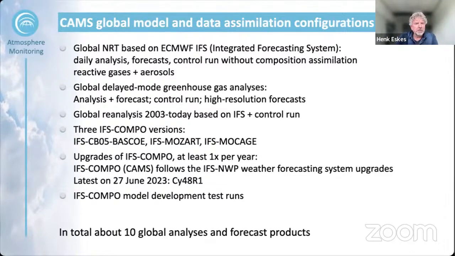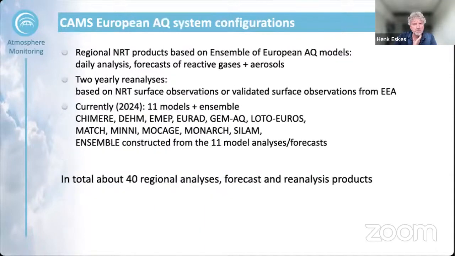Also to mention is that, of course, there is quite an active development of the IFS Compo model and also the data assimilation parts of IFS. And there are a lot of development test runs for that. Those are not the main target of the validation activity within CAMS, but sometimes we also look at some of these test runs and evaluate them against independent observations. So quite a lot of different products on the global side, in total about 10, order 10. So quite a lot of things to look at and to evaluate.